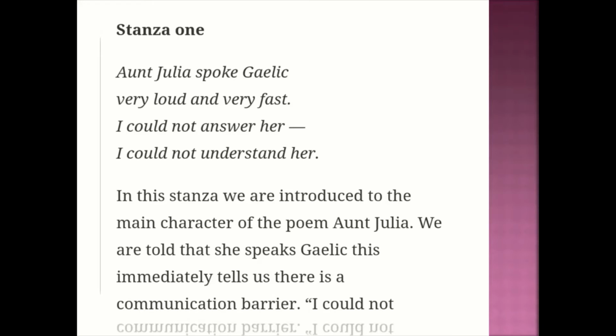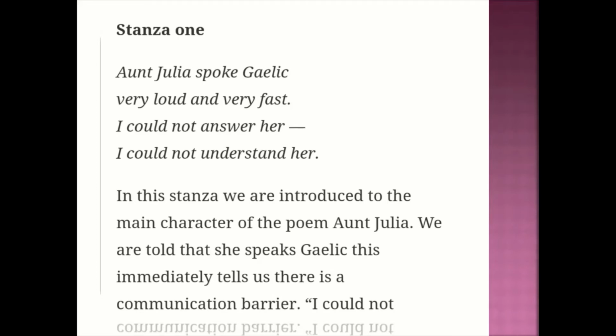Okay, this is the first stanza, and in the first stanza we are introduced to the main character of the poem, Aunt Julia. In this stanza, Norma McCaig introduced to us that the main character here in this poem is Aunt Julia, and he's going to talk about her in detail, maybe something about her description, maybe something about her communication with him. The first stanza is just like an introduction of the main character of this poem. We are told that she speaks Gaelic.